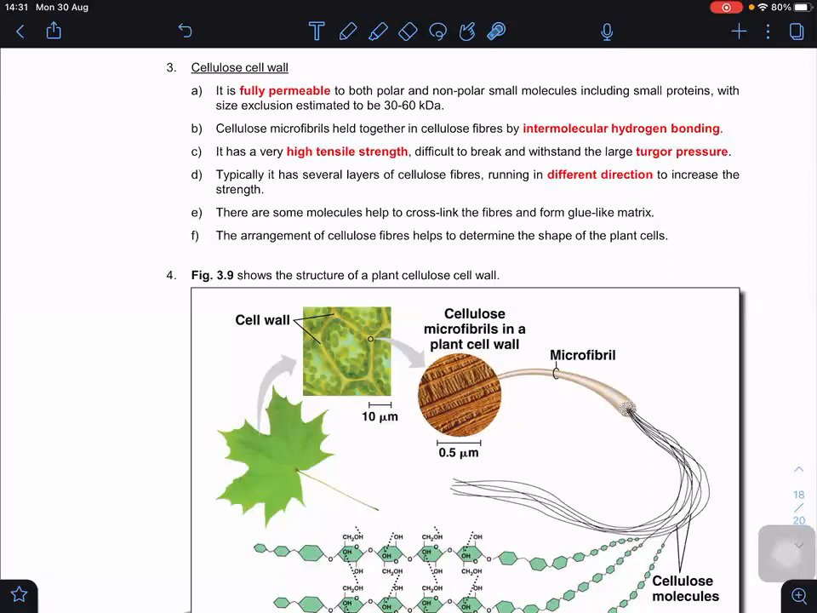Okay, then these cellulose microfibrils will later be held together to form cellulose fiber, again by intermolecular hydrogen bonds, and therefore they have very high tensile strength, are difficult to break, and withstand large turgor pressure. And typically, they have several layers of cellulose fiber running in different directions. I've shown that to you before. When you have different directions, then when pressure is exerted on it, the fibers won't slip, and the structure will be very, very strong. So there are some molecules that cross-link the fibers and form a glue-like matrix. The arrangement of cellulose fiber helps to determine the shape of the plant cells.